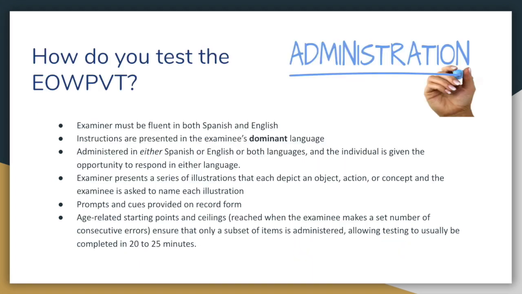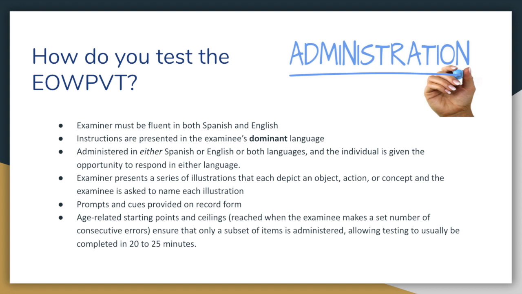How do you test the EOWPVT? Well, first, the examiner must be fluent in both Spanish and English, or be assisted by someone fluent in the language not spoken by the principal examiner, in order to understand whether any dialectal variants should be counted as correct. Instructions are presented in the examinee's dominant language, administered in either Spanish or English or both languages, and the individual is given the opportunity to respond in either language.